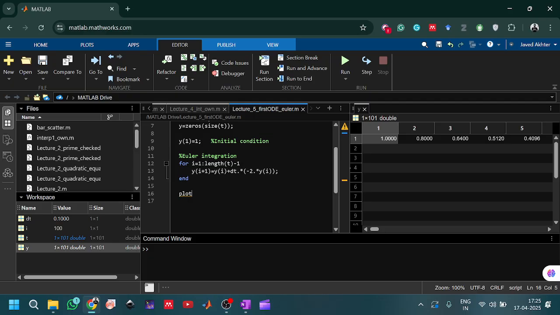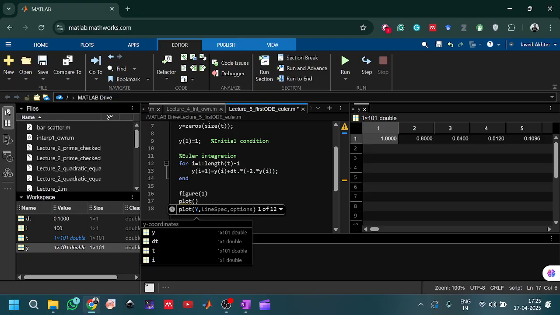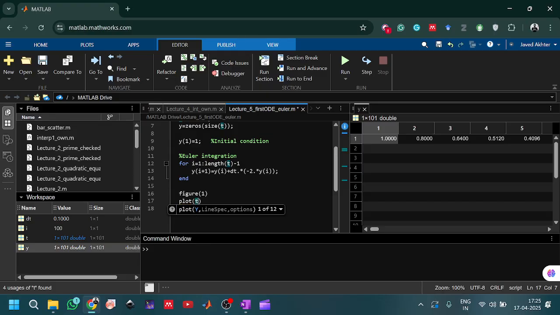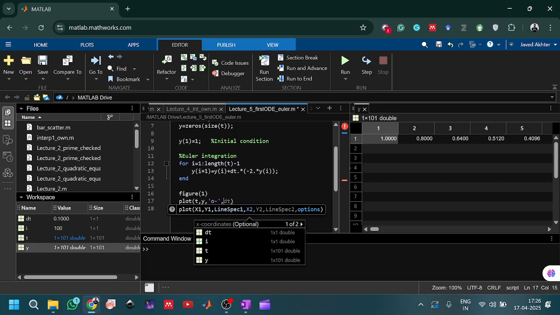If you want to visualize that, you have to plot it. For plotting, let me call it figure 1. What you want to plot: on your x-axis you will have t, on your y-axis you will have y. This is your independent variable, and this is your dependent variable. After that, you can make it look more aesthetic. You can put a name here, and you can also display some name.